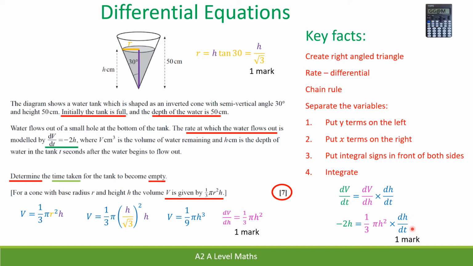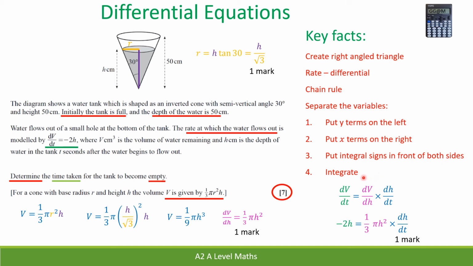So you can see here I've got an equation only involving dh and dt. When you've got an expression like this, you should be thinking separating the variables. This means I need to put all the y terms on the left. In this case, the y terms are going to be the dt terms. So anything in terms of t goes onto the left hand side. And then put the x terms on the right. In this case, all the h terms are going to be the x terms, and they're going to stay on the right. So anything in terms of h goes on the right, anything in terms of t goes on the left. Then we need to put an integral sign in front of both sides.